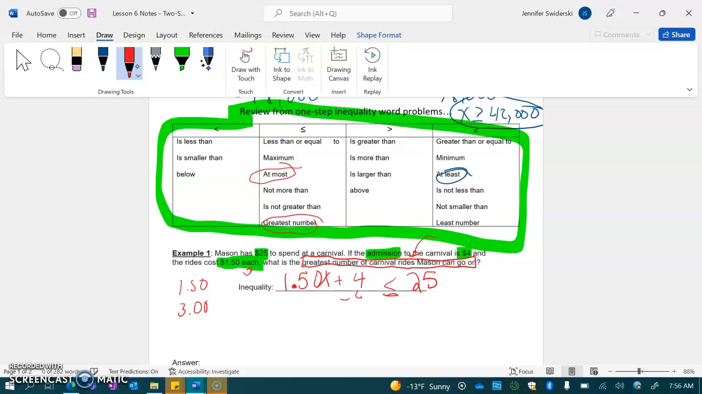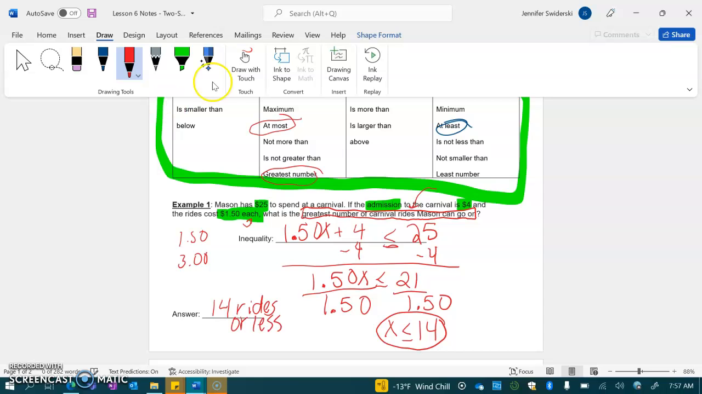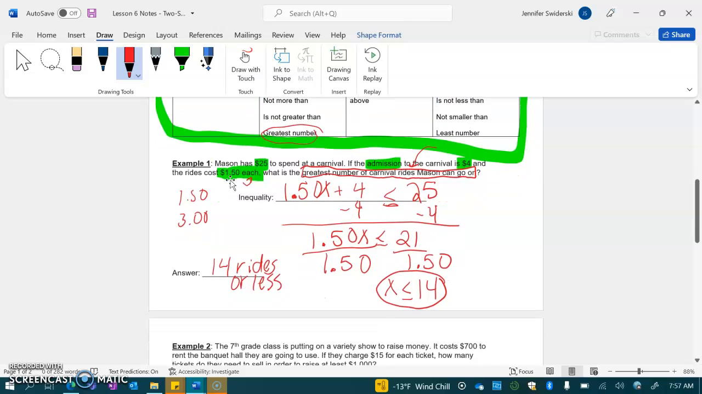So at this point, I'm going to subtract 4 on both sides. I get 1.50x is less than or equal to 21. To get x by itself, I'm going to divide both sides by 1.50. And I get x is less than or equal to 14. Which means he can go on 14 rides or less. So at most, 14 rides with that $25.